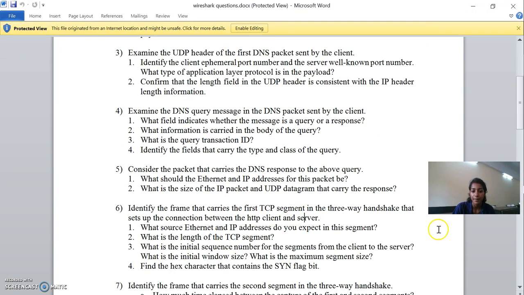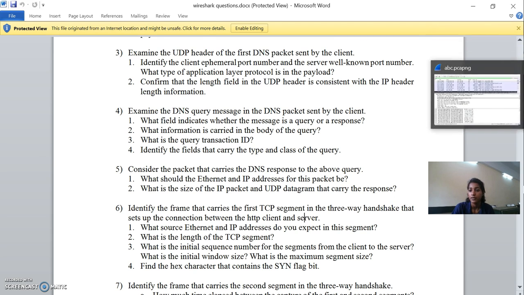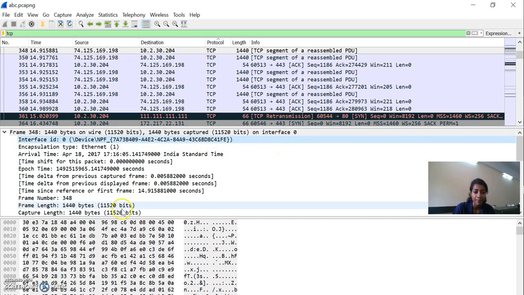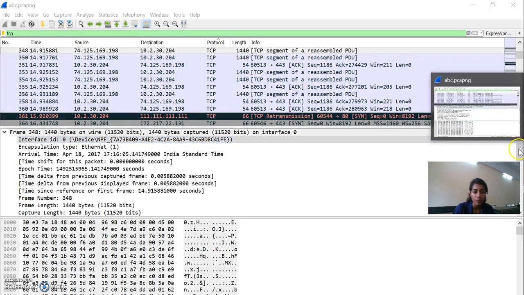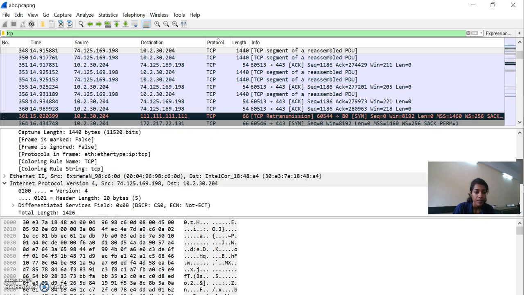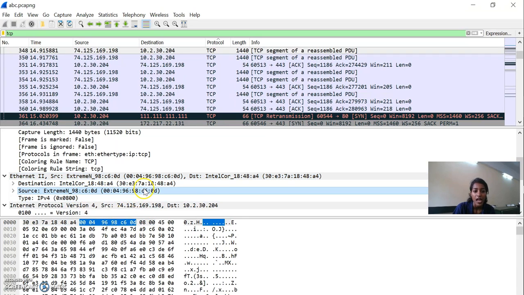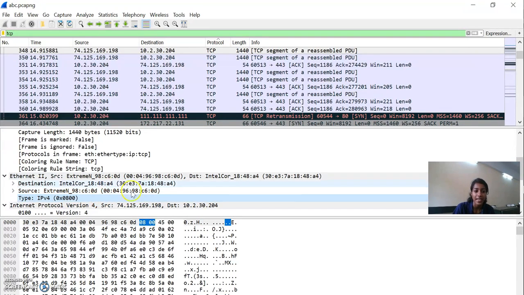What source, Ethernet and IP address do you expect in the segment? What is the length, initial sequence number of the segment, and sync flag bit? Okay, so go here. As you can see, the interface ID is this, the encapsulation type is Ethernet 1, and the frame length is 1440 bytes. Capture length is also 1440 bytes, which is equal to 11520 bits. And the protocol, the Ethernet connection destination address is Intel Core 18:48:A4, and source, this is IPv6 address format for the destination source, and the type is IPv4.